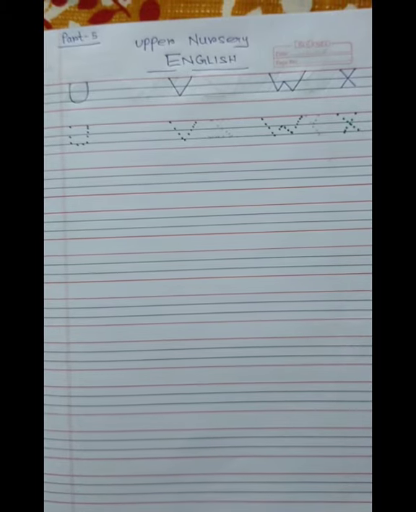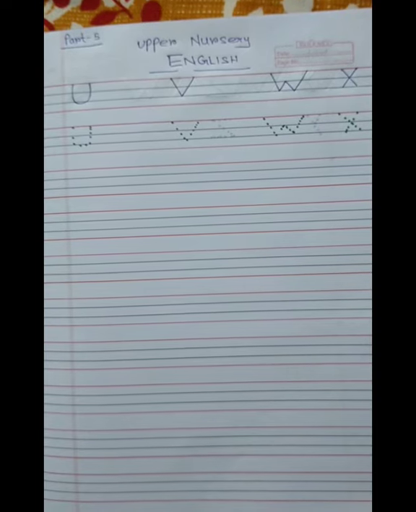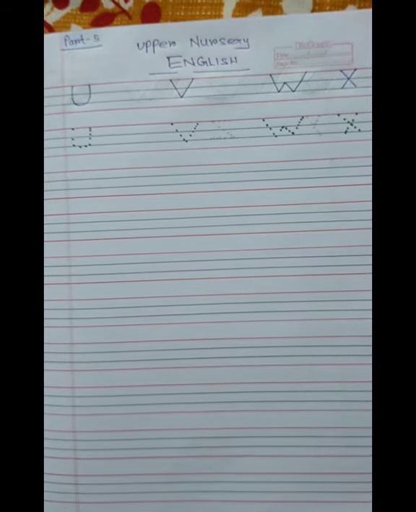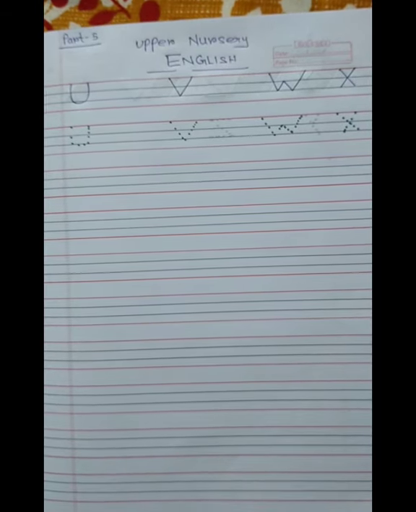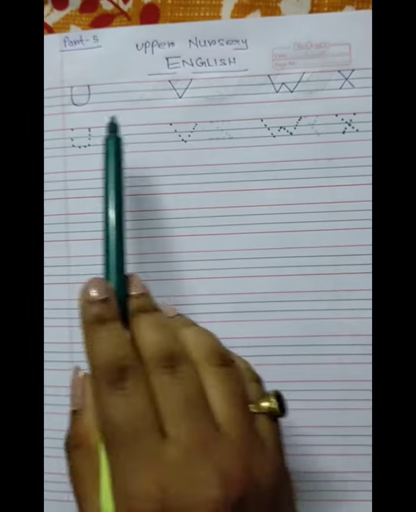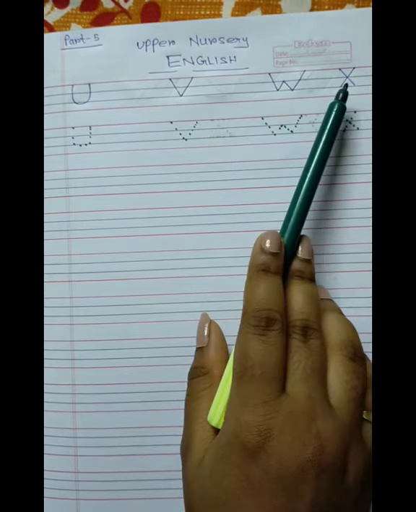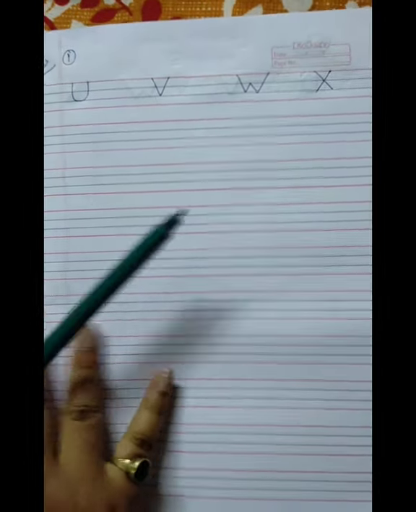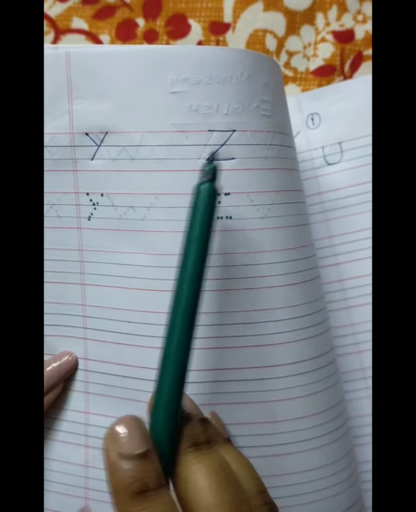In your previous class, I have already taught you till the alphabet T. Today, the last six alphabets I will teach you how to write. Today I will teach you U, V, W, X, Y and Z.